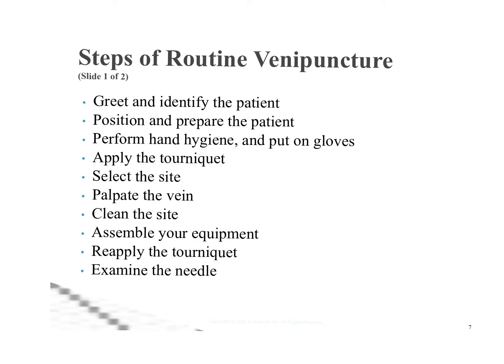Steps of a routine venipuncture: we need to always, no matter what we're doing, greet and identify the patient. Position and prepare the patient. We want them to be comfortable. Perform hand hygiene and put on gloves. Apply the tourniquet. Select the appropriate site. Palpate the vein. Clean the site. Assemble our equipment. Reapply that tourniquet and examine the needle.